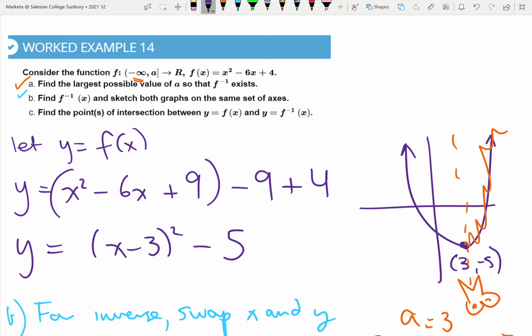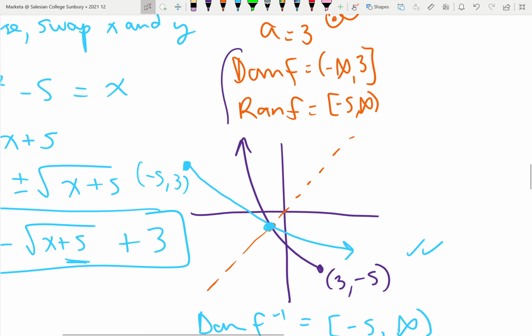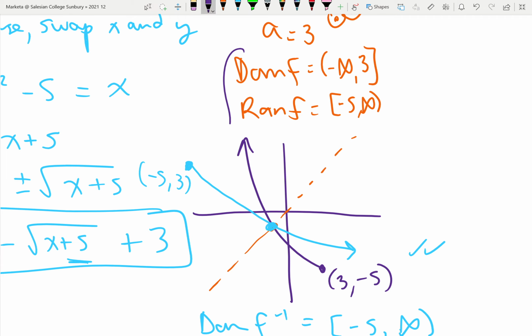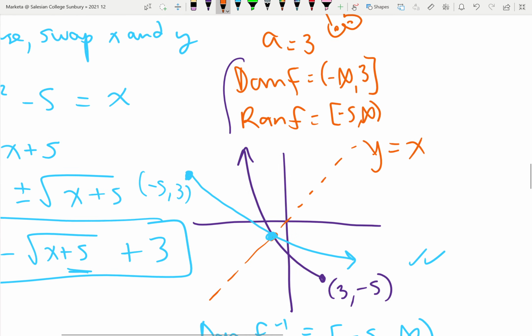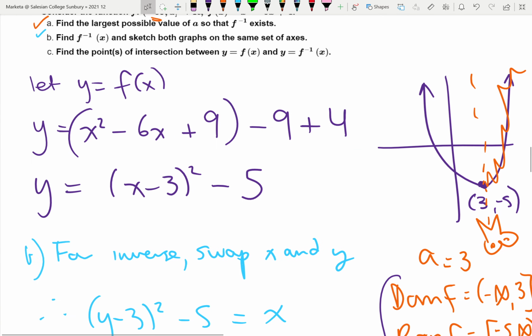And again, we must really think that the point of intersection will be between all three lines. So between the blue one, the purple one, and the orange one, which is y equals x. And y equals x is really easy to use. So we always will use that rather than equate the inverse with its original. So I'm going to take the parabola. I think that will be easier to do.